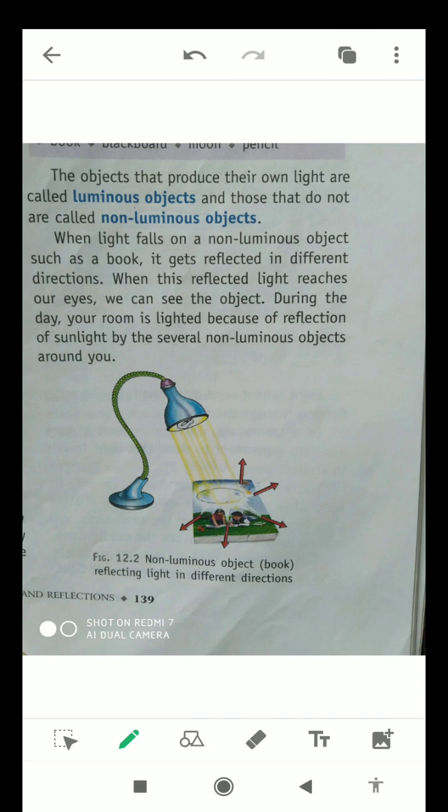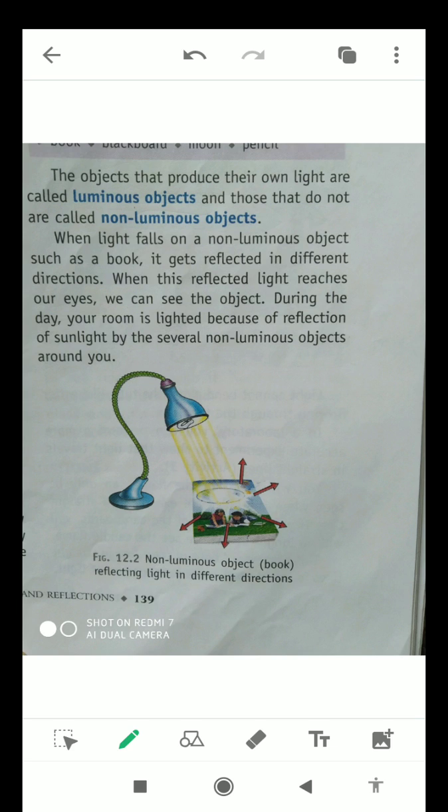Now we will talk about luminous and non-luminous objects. Okay, students. So first of all, we will talk about luminous objects. The objects that produce their own light or which have their own light are known as luminous objects. For example, sun, stars, etc. And non-luminous objects are the objects which do not have their own light or which do not produce their own light. For example, moon, earth, book, etc.